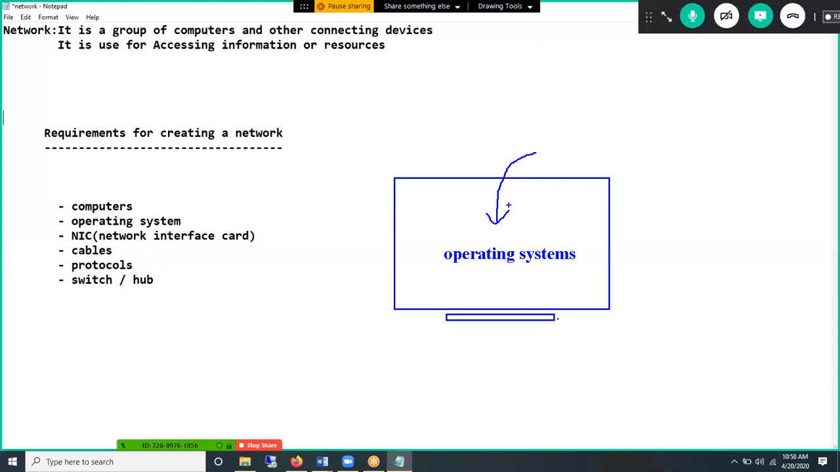The name itself, operating system, means whenever you perform any operation, maybe to create a folder, to use the internet, or to install an application. Even if you want to play games on a computer, you also require an operating system. Without an operating system, we call the computer useless. There is nothing you can do.